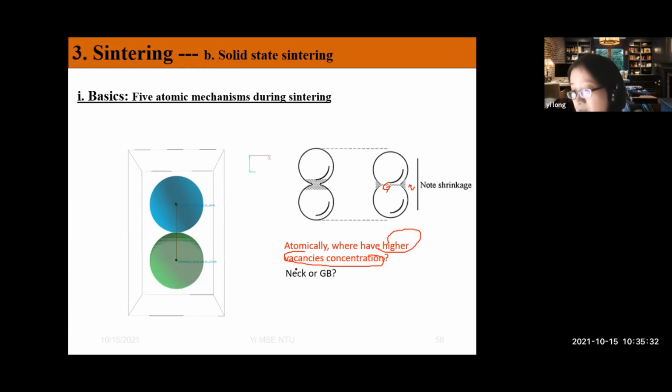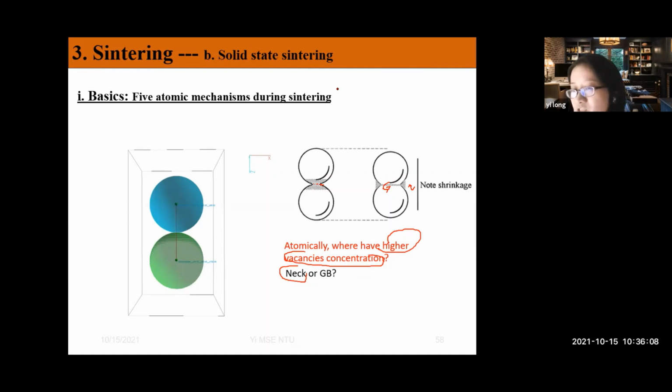Actually, it's supposed to be the neck, right? It's also easy to understand because at the neck you have nothing here, right? At the grain boundary you have something already. So obviously the neck will have more pores or more vacancies. The other reason is because it's concave, a concave neck. Very good. So in this case, the vacancy is going to move from where to where? Is it from the neck to the grain boundary or the grain boundary to the neck? Can you type?